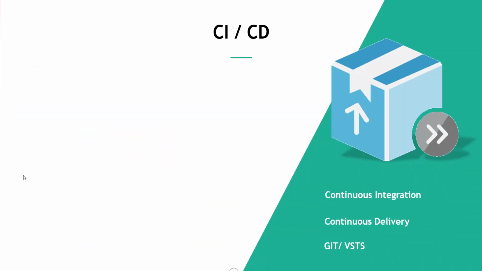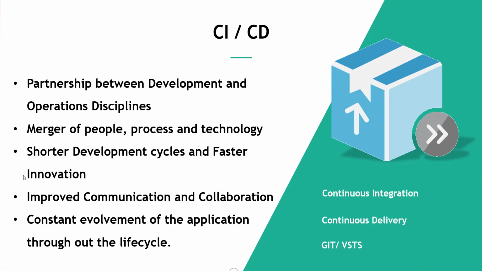A key feature that I used during the development cycle is the CI/CD pipeline configuration for that application. CI/CD or the DevOps cycle is a key game changer these days. What it provides is a partnership between development and operations disciplines. It's merging people between the two teams in a production application development cycle.